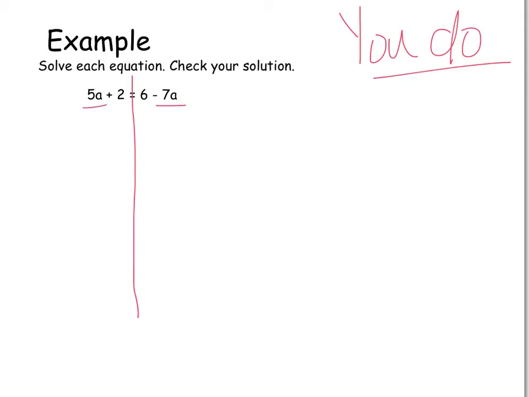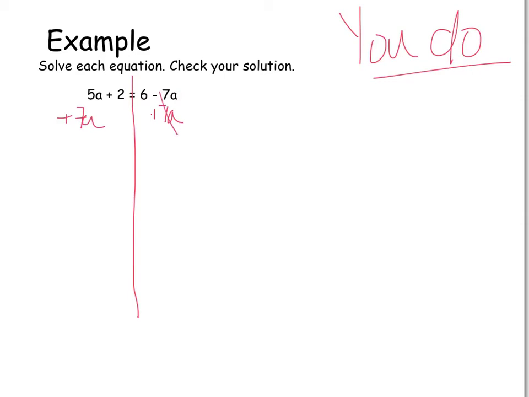It really doesn't matter which one you choose. You're going to both get the same answer, whichever one you do. However, I like to keep things easy, and when I can make it positive, I'm going to try. So this minus 7a, I'm going to add to the other side, and that will eliminate that negative.